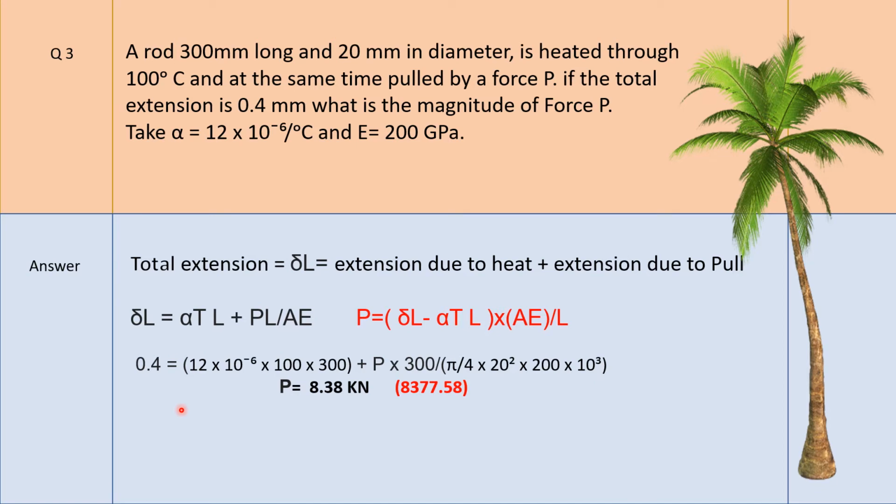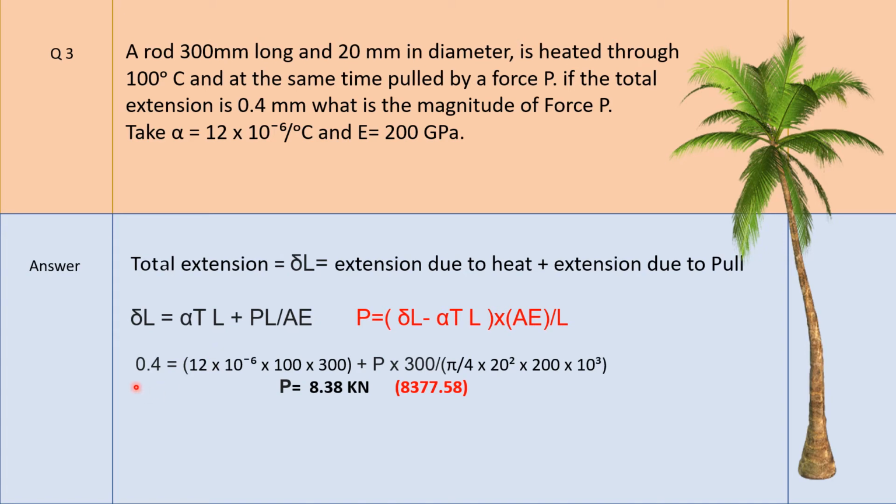Now how to calculate P in a single step? If I take this full bracket on this side, it will become minus, and when I take this AE on this side, it will become multiply. 300 when it goes on this side will become divided by. So P is equal to delta L minus alpha TL in bracket, into AE, and again L when it goes on this side will become divided by L.